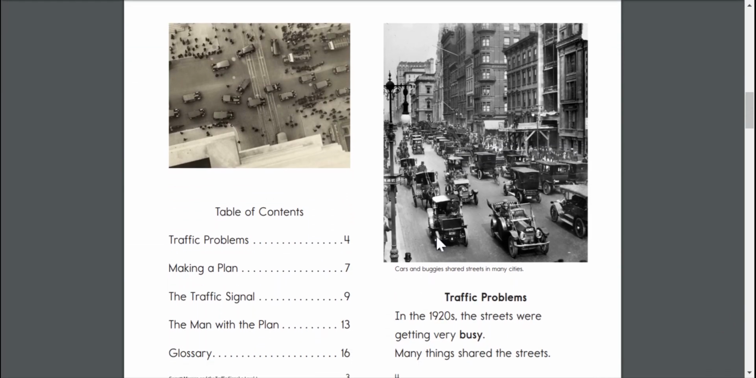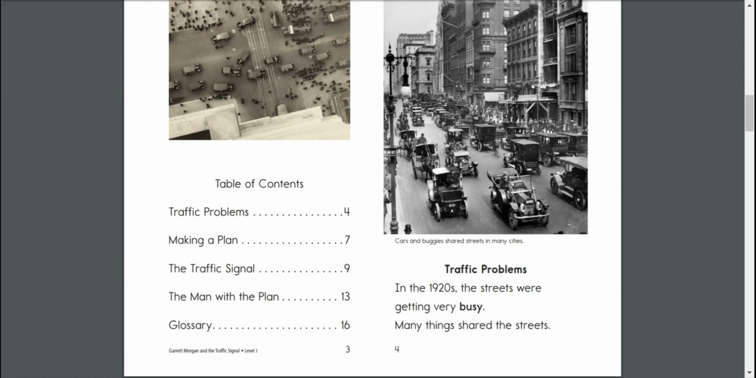Remember, we can always look at our table of contents to find out what is in our story. Maybe I want to find out about the traffic problems. I would look on page 4. So the table of contents tells us what's going to be in the story and where to find it.